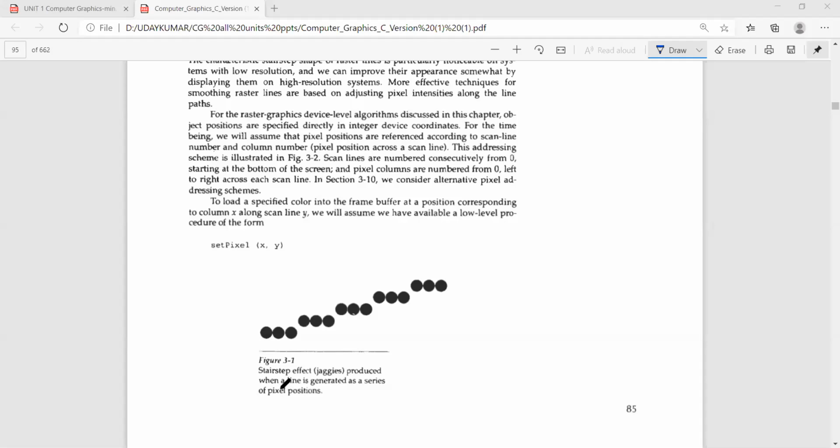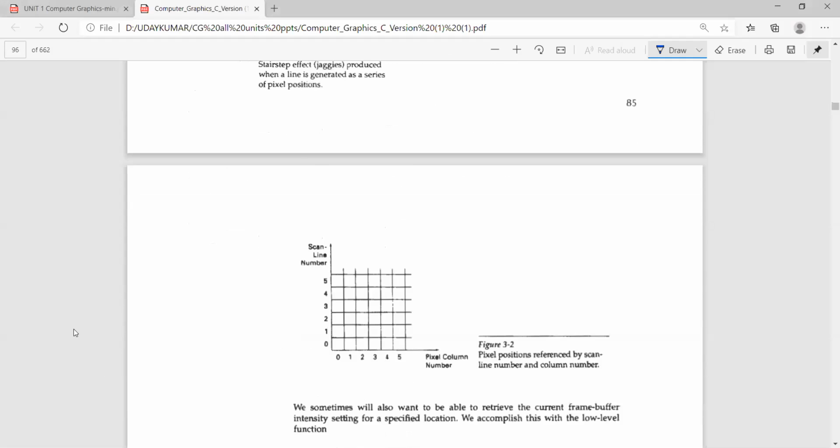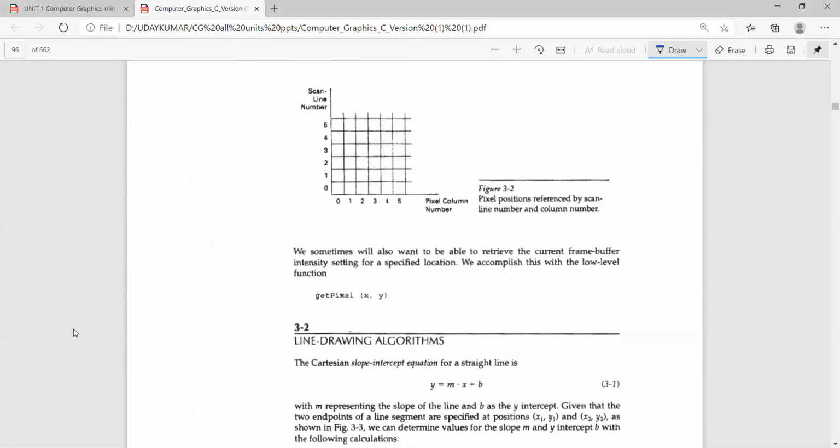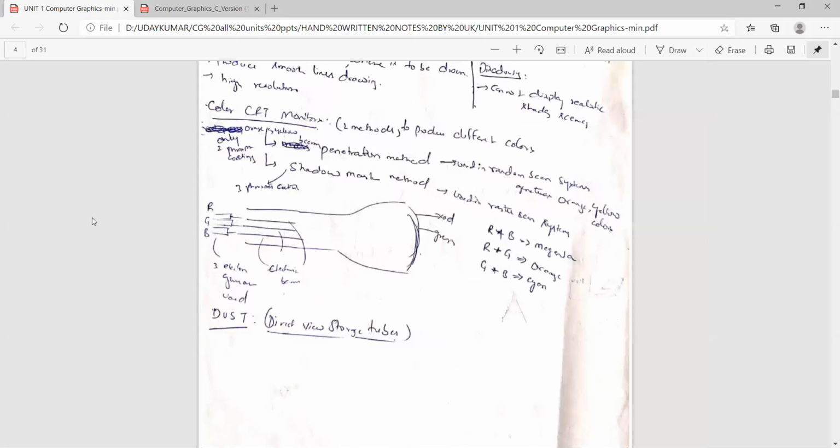We have to eliminate the jaggies effect as much as possible while drawing a straight line. So now we will see different types of line drawing algorithms. I will open my handwritten notes. You can see in this.